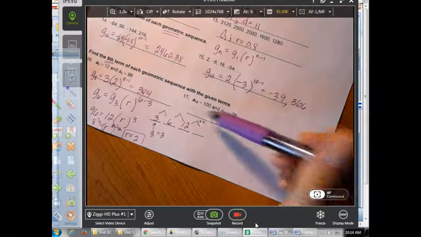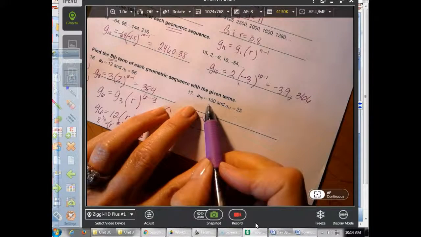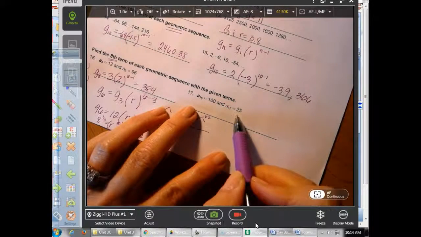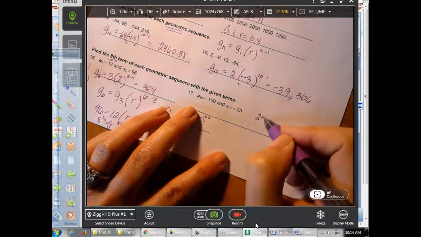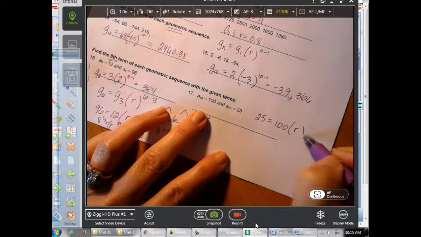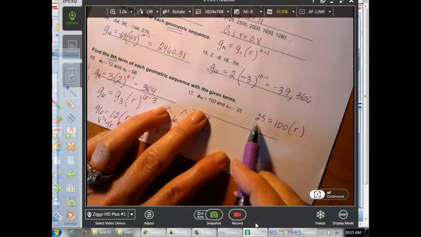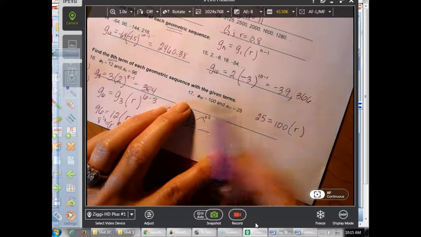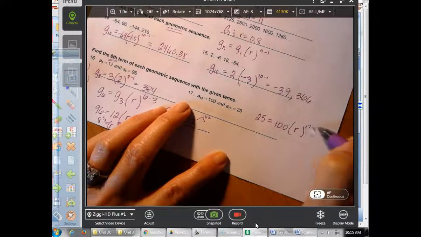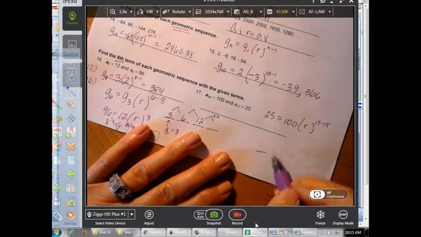Okay, so same thing with this scenario. So I know the 15th term is 100, and the 17th term is 25. So I want to know what happens to turn 100 into 25. But I'm only doing it 2 times because it's 17 minus 15. So this is kind of tricky because the numbers are getting smaller.